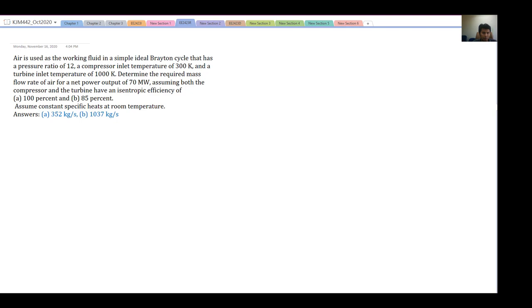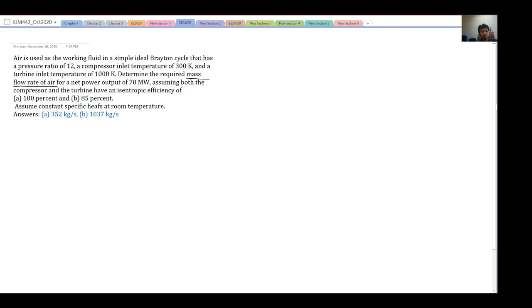As you can see here, air is used as the working fluid in a simple ideal Brayton cycle. The Brayton cycle is the ideal cycle for gas power cycles, and it has a pressure ratio of 12, a compressor inlet temperature of 300 Kelvin, and a turbine inlet temperature of 1000 Kelvin. Determine the required mass flow rate of air for a net power output of 70 megawatts, assuming both the compressor and the turbine have an isentropic efficiency of (a) 100% and (b) 85%.